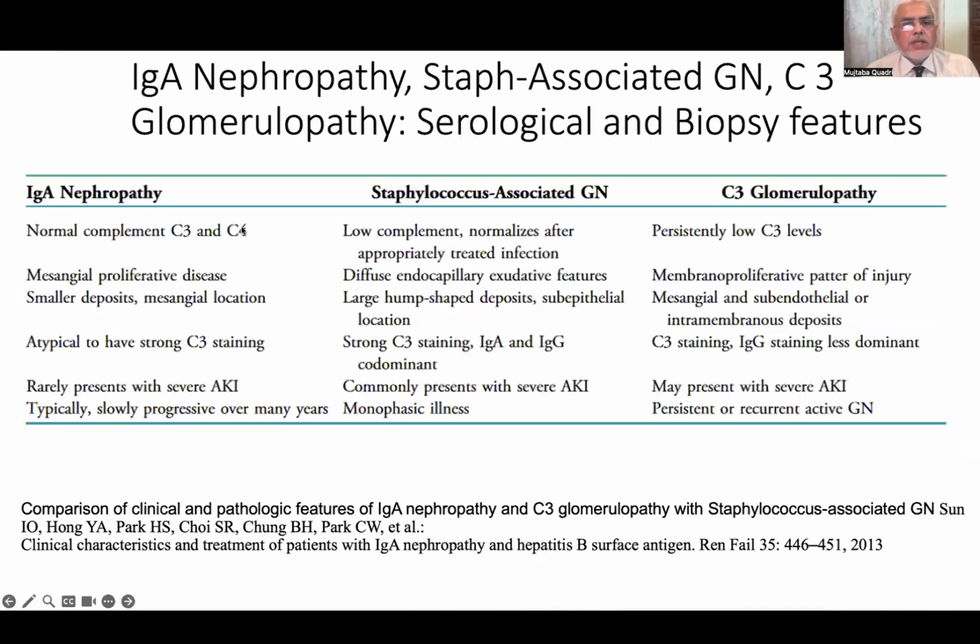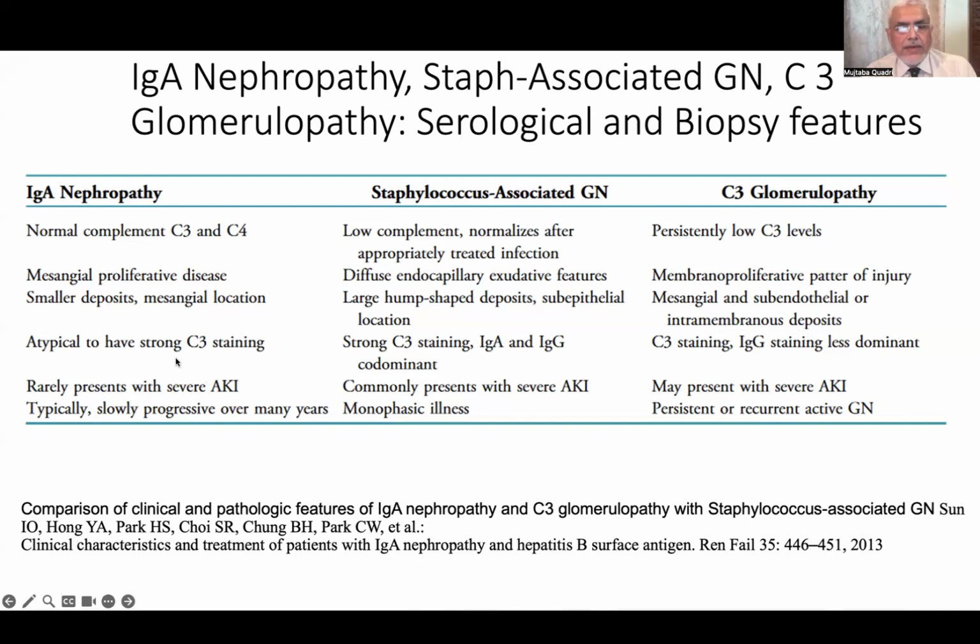So in general, with IgA nephropathy, staph-associated GN and C3 glomerulopathy, IgA would have normal complements, and they will be low in staph but normalize after appropriately treated infection. But in C3 glomerulopathy, they'll be persistently low. And you'll have mesangial proliferation in IgA, a membranoproliferative pattern in C3, diffuse endocapillary exudates in staph-associated GN. Of course, you will have mesangial location of the deposit in IgA, a hump-shaped deposit in subepithelial location in staph GN, and mesangial and subendothelial or intramembranous deposit in C3 glomerulopathy.